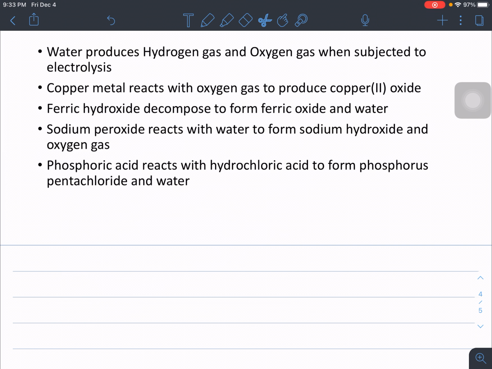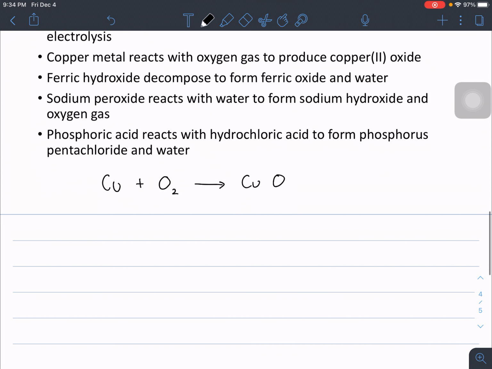So next one, copper metal reacts with oxygen gas in order to produce copper 2 oxide. So this is copper metal, so this is Cu, reacts with oxygen gas, meaning they are both reactants. So plus oxygen gas, which is O2, to produce copper 2 oxide. So again, you need to know how to represent chemical names into chemical formula. Okay? Copper 2 oxide is CuO.